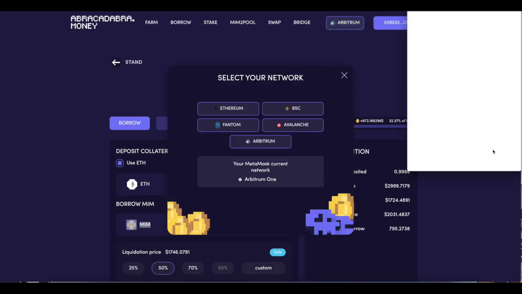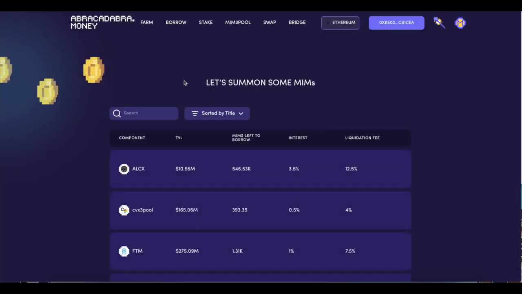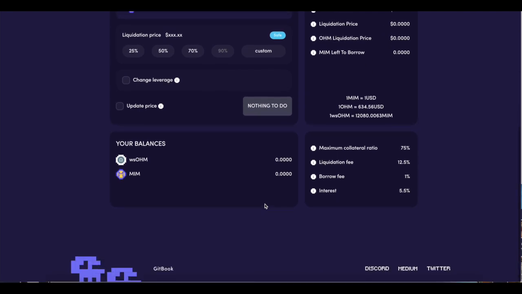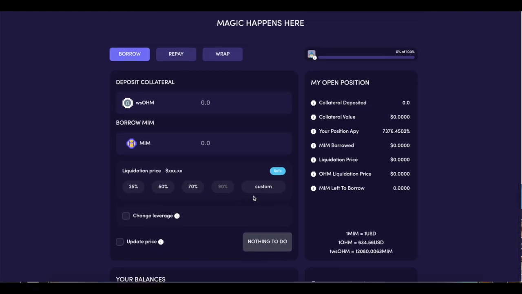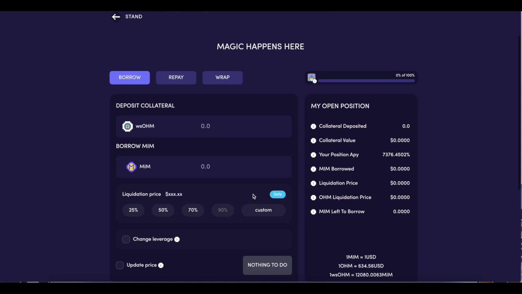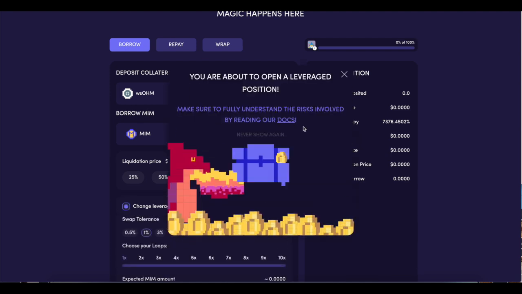If you go on Ethereum, let me go ahead and show you guys what Ethereum looks like right now. Ethereum will give you a couple of options where you can check a couple boxes. You can do 1x leverage, 2x leverage, whatever. The one I really like right now is OHM, but you can't do much with OHM because there's only 22 MIM that can be borrowed, which is $20. So it's nothing really fun. But anyways, this is how you can do the leverage on Ethereum. Check this box saying change leverage.